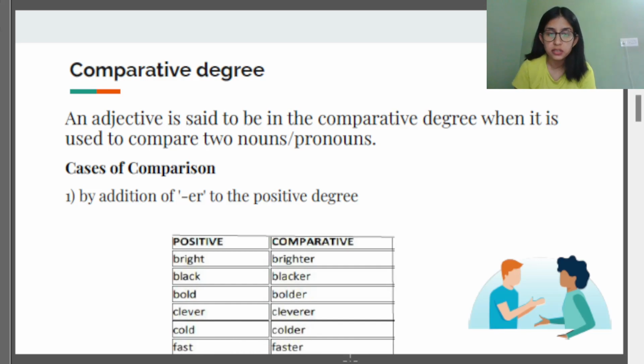He runs fast, but she runs faster than him, right? When I'm saying I run fast, then I am just using the positive degree, that I'm running fast, but you run faster than me. And I'm comparing my speed with your speed, and I'm saying that your speed is faster than what I used to run, right? So there is a comparison. So we are using comparative degree to draw comparison between things.